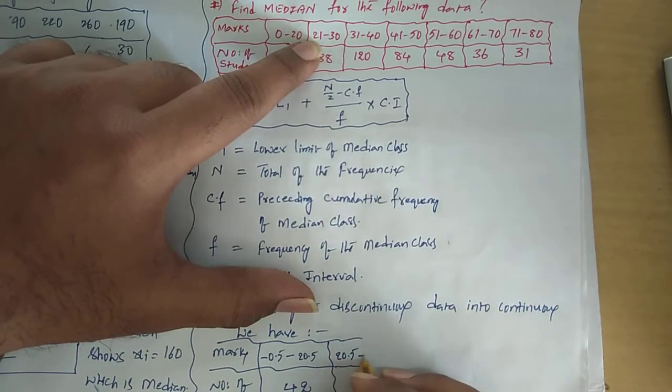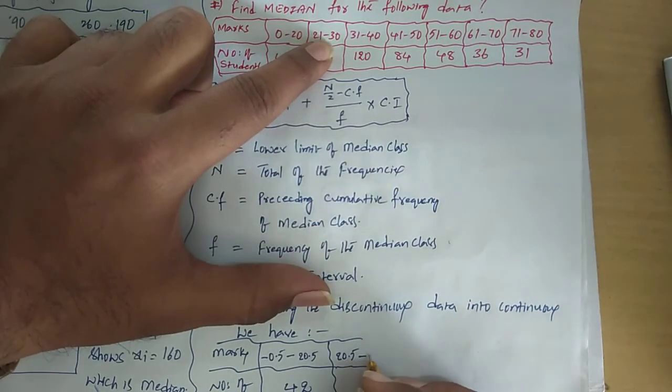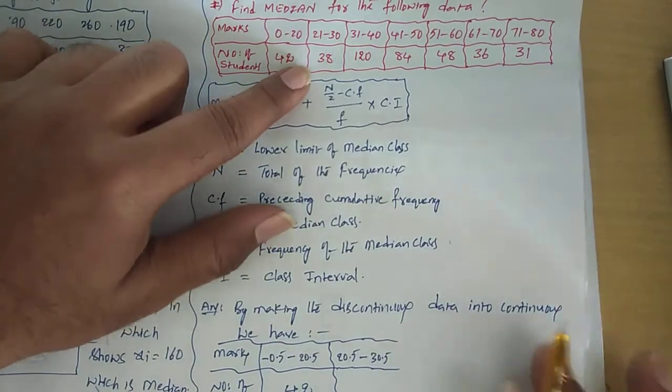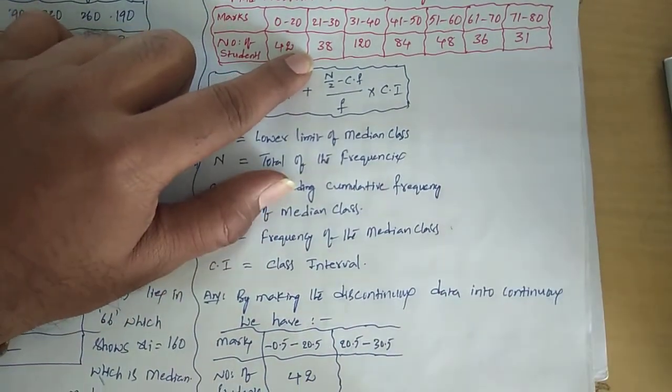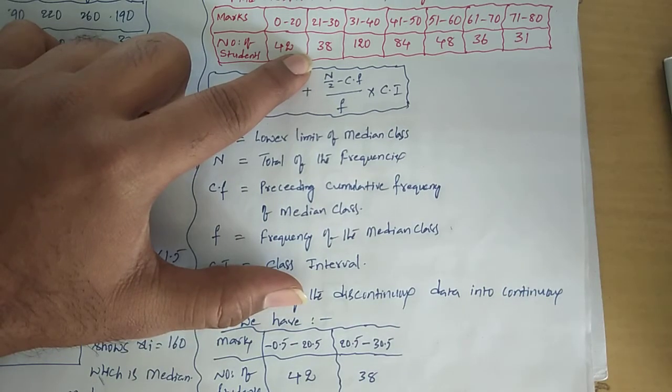Now in the higher limit we are going to add that. So how much will you get now? 30.5. That is 30 plus 0.5, nothing but 30.5. Now what is the corresponding frequency value? 38. I am writing 38.